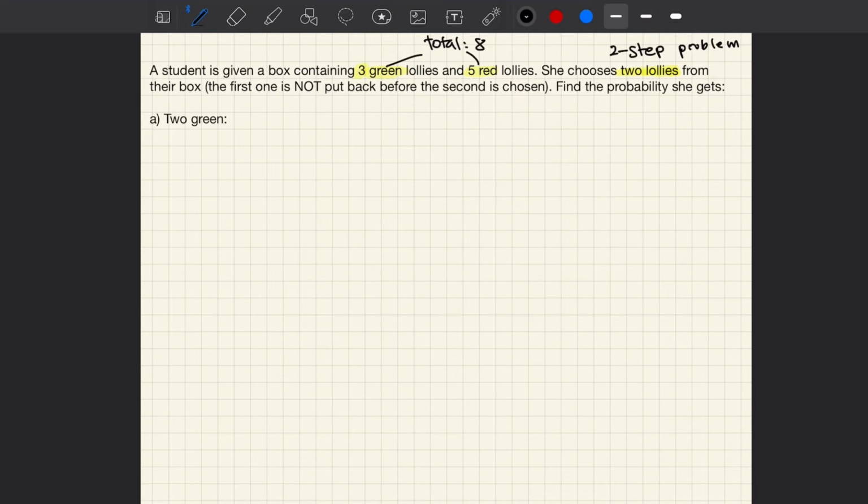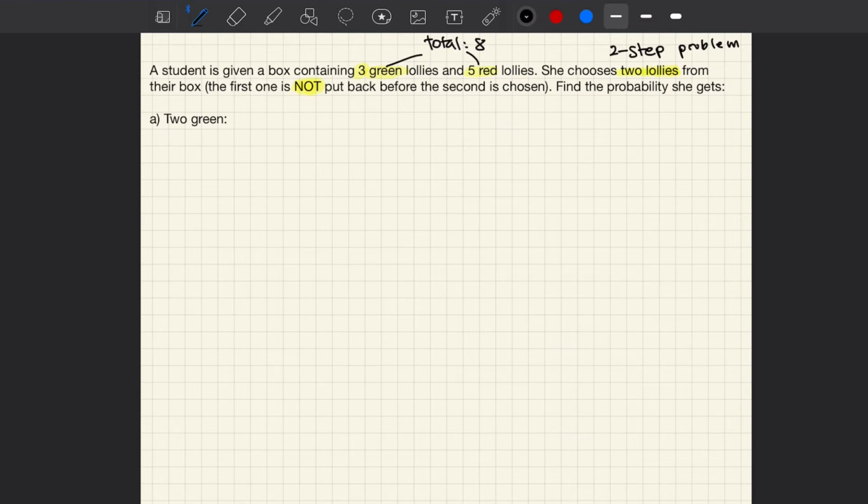Okay, then the first one is not put back before the second is chosen. Okay, this is important. This is the most important part. Well, one of them. Because what this is telling us is it's not being replaced. I emphasize the not here. It's not being replaced. So she takes one and then takes another. She doesn't put the second one back. Now this changes our probabilities a bit. Okay, before the second is chosen, find the probability she gets 2 green.